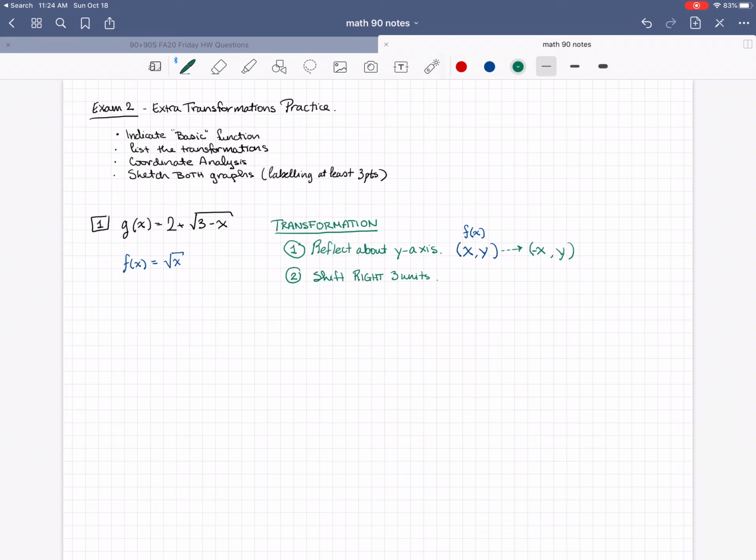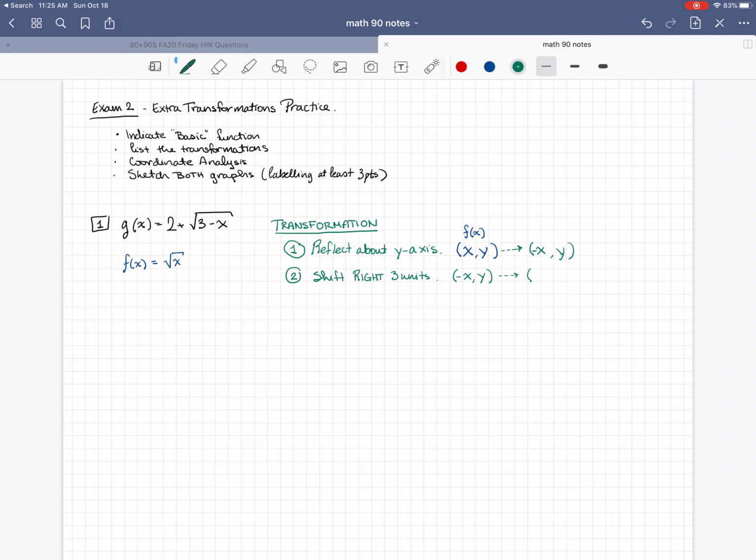But if you wanted, you could do this problem with the shift first, and then it would be a shift to the left, and then the reflection. So remember that this is in part because of the fact that we're doing reflections first. Kind of thinking again about our coordinate analysis, right? Coming off of the reflection, we're at negative x comma y.